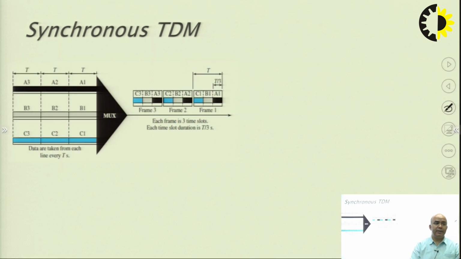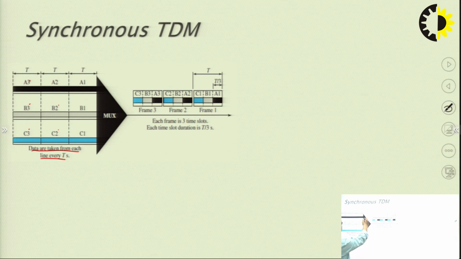So this is a pictorial representation where we have time slots being given to A, B and C. Data is being taken from every line for t seconds. In this time slot, A3, B3, C3 can send their frames. In this time slot, A2, B2 and C2 have to send the data. In this time slot, A1, B1 and C1 have to send the data.